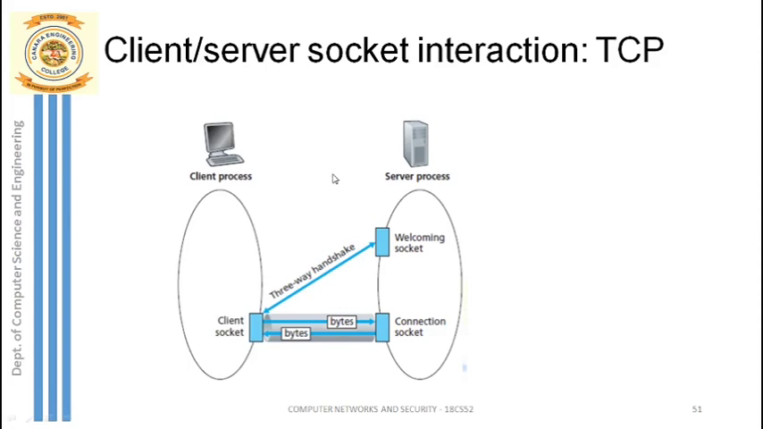Server will send back the reply in the second stage saying that, yes, I'm ready. Third stage is the actual data transfer happening between client and server, and you call this entire process three-way handshaking. This three-way handshaking is happening only in TCP, and this is why you call TCP connection oriented. Connection oriented means what?